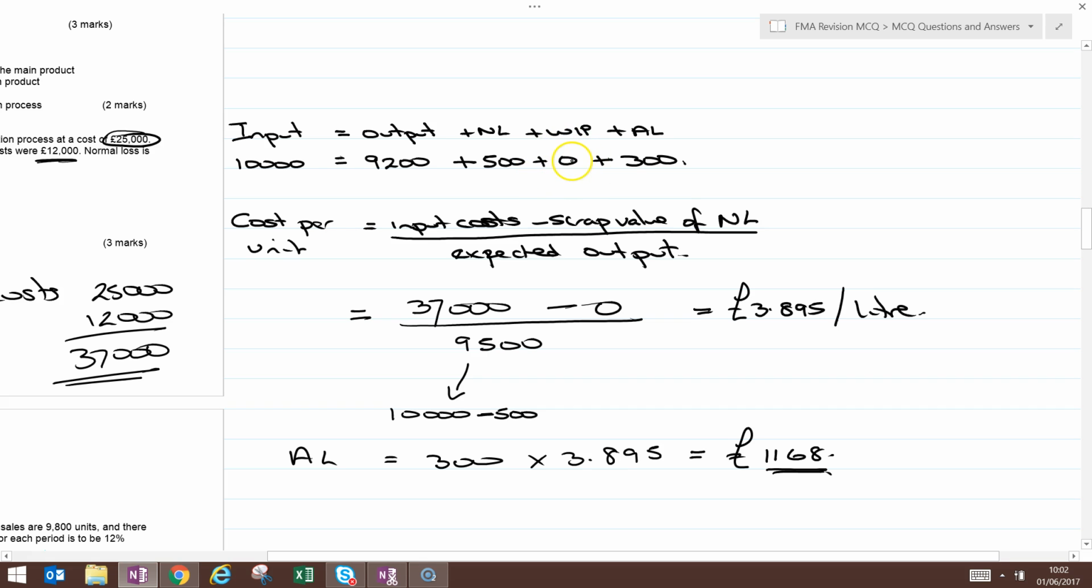In this particular question, there was no work in progress. When you don't have a work in progress, you can use this formula that we've just used. If there was a work in progress, we can't use this cost per unit formula. Instead, you need to go through the process of working out the equivalent units. So if you're a bit unsure on that, I suggest you go back and have a look in your workbook.